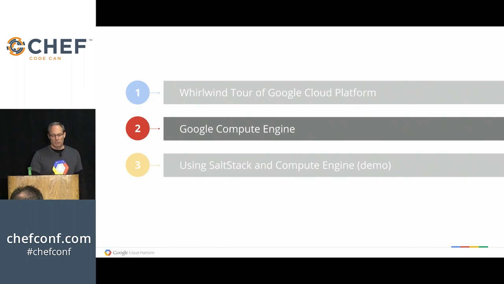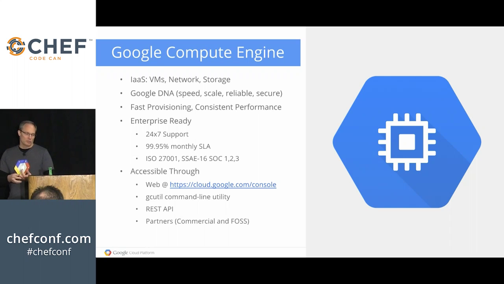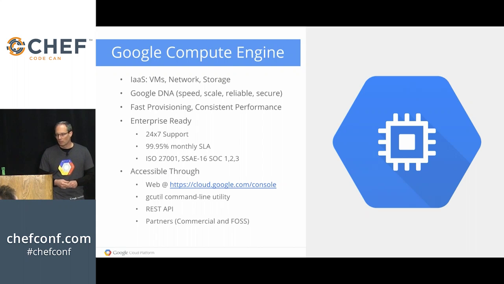All right, so let's do a deep dive of Google Compute Engine. So this is our infrastructure as a service, right? It's virtual machines in the cloud and networking and some storage. And as I was just talking about, this has Google DNA built in through it. So speed, security, scalability, all of those things that Google engineers take advantage of to power Gmail and YouTube, we're now offering as a service to you as well. Fast provisioning and consistent performance. And I'll show you a little demo of the fast provisioning.